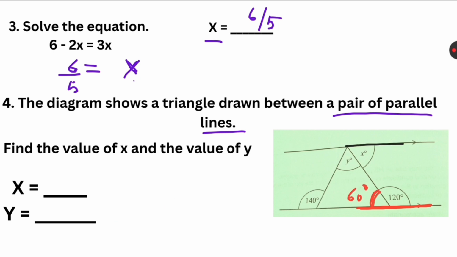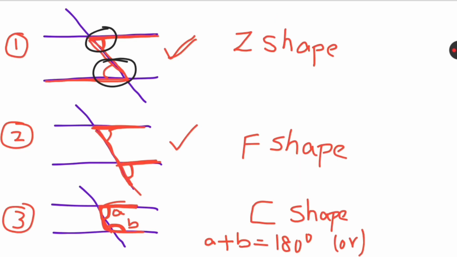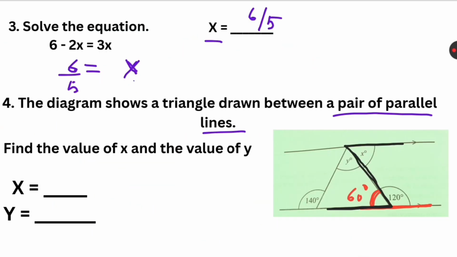Now observe here. This looks like a Z shape. What is our first point? If it is a Z shape, the alternate angles are equal. So here the alternate angles are x and 60. These two are equal. So it's nothing but x is 60 degrees.